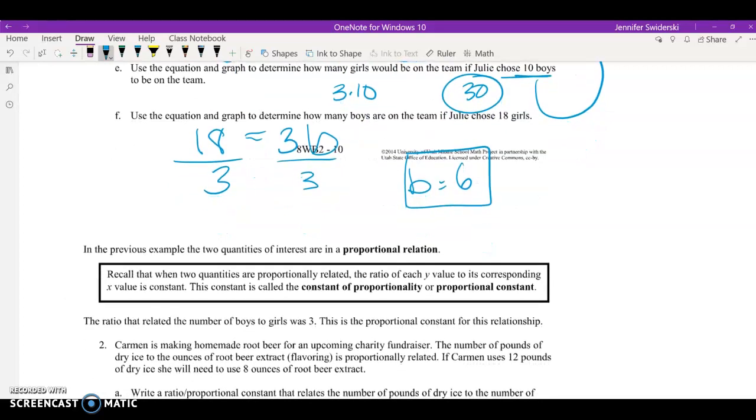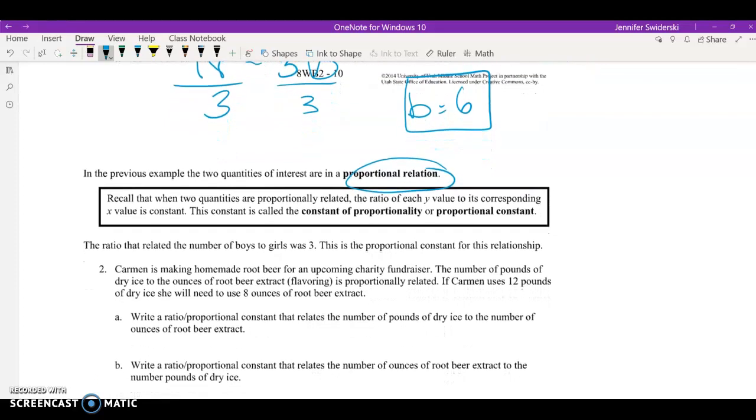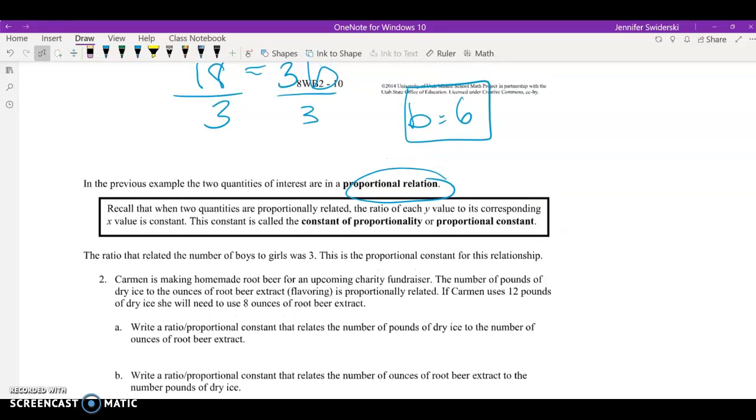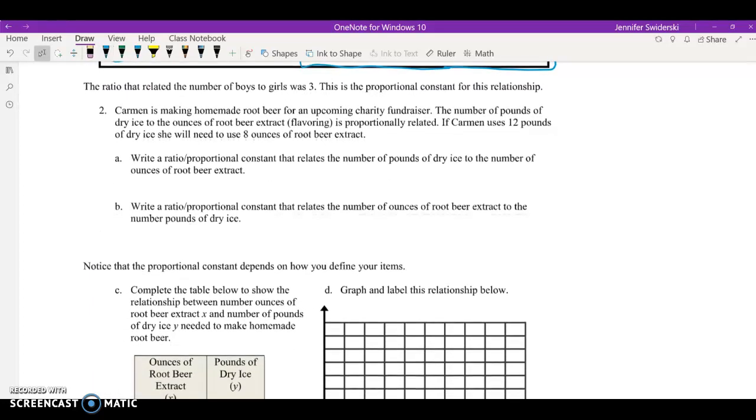In the previous example, the two quantities of interest are proportional relationships. Recall when two things are proportionally related, the ratio of each y value to its corresponding x is constant. This constant is called the constant of proportionality, or the proportional constant. The ratio related to the number of girls to boys was 3 up above. This is a proportional constant for this relationship.